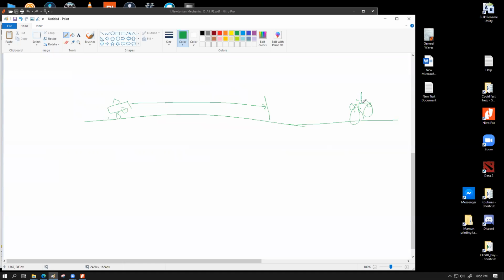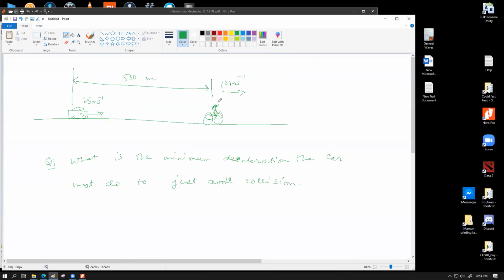This is the bicycle. So the car would have the option to move a bit more than 500 meters. That's my point. What will be the exact displacement of the car before it actually reaches 10 meters per second? Would it reach 10 meters per second exactly at 500 meters displacement? Because you have to understand, this is not a stationary object.